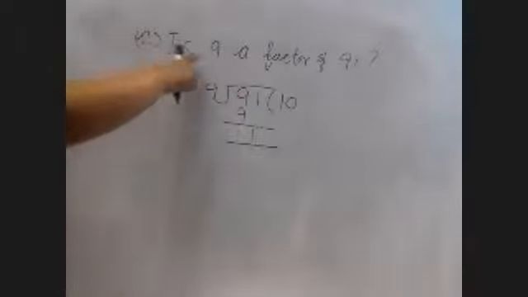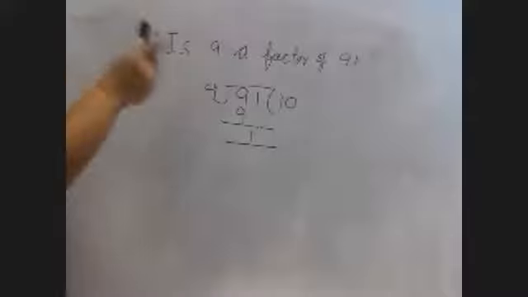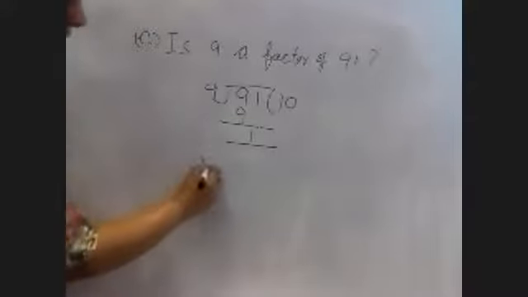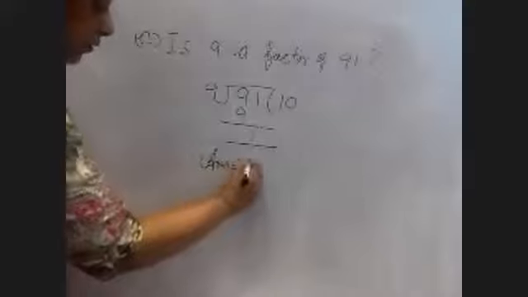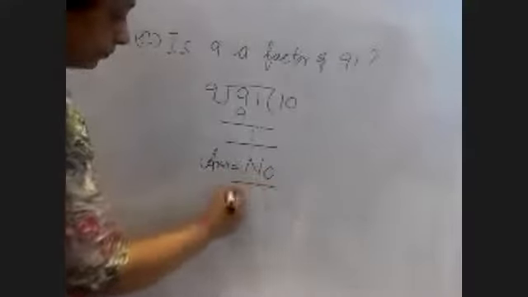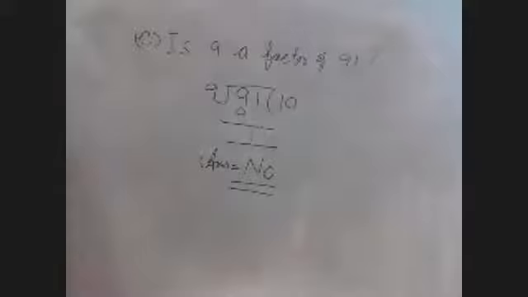So it means 9 is not a factor of 91. So in this case our answer is no, because our remainder is 1. If our remainder is 0, then we can say the number by which we are dividing is a factor of the dividend. Clear, students? Next is part D.